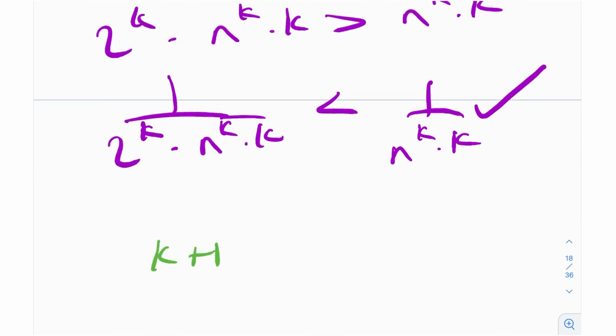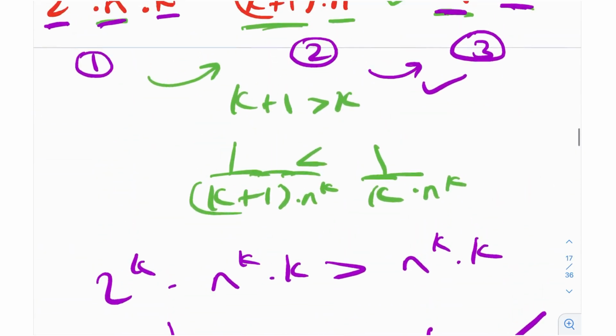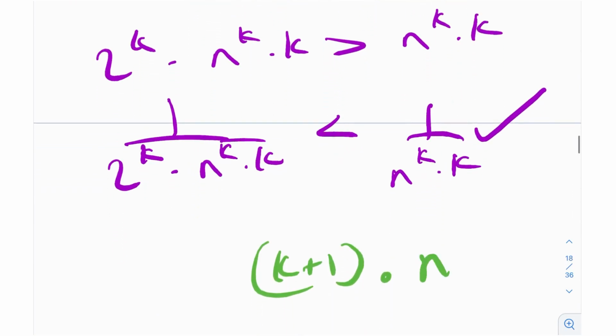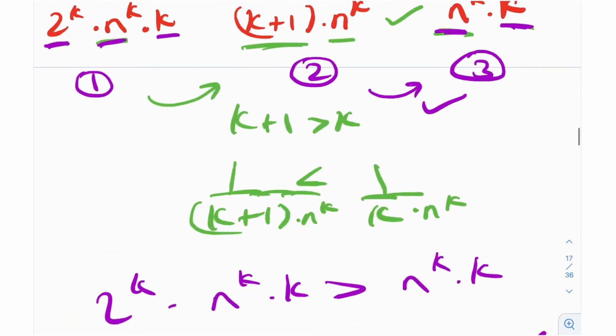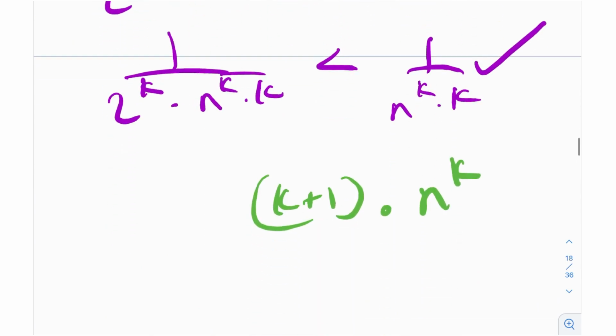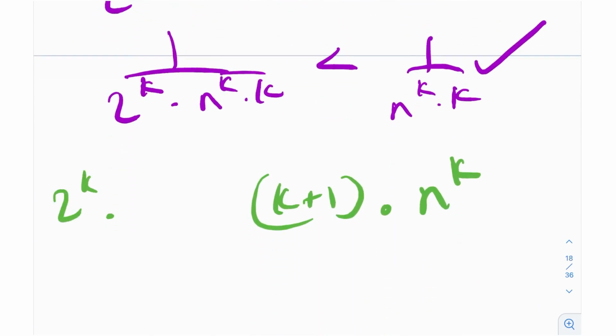We have k plus 1 multiplied by n raised to the power k. And over here we have 2 raised to the power k times n raised to the power k times k. And we need to prove that this inequality obviously holds true. Maybe let's just see. You don't know what the sign is, right?